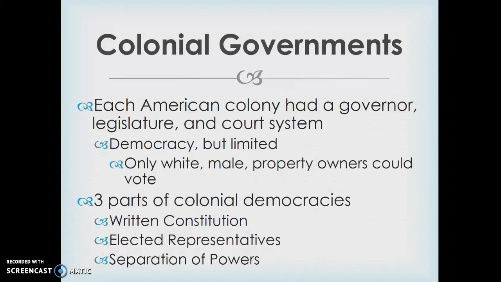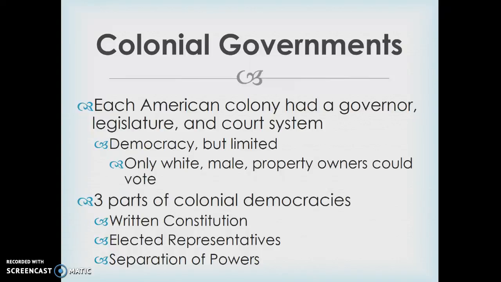Each American colony had a governor, a legislature, and a court system. In some instances, the governor was a royally appointed governor or a parliamentary appointed governor. Sometimes they were democratically elected, but that was less common. But the legislature was usually democratically elected, and the court system, all of those positions were filled by colonists. There was democracy, but it was limited. Only white male property owners could vote, like in the old days of the United States. So the way it was in the colonial era is how it continued to be even after the Revolution.